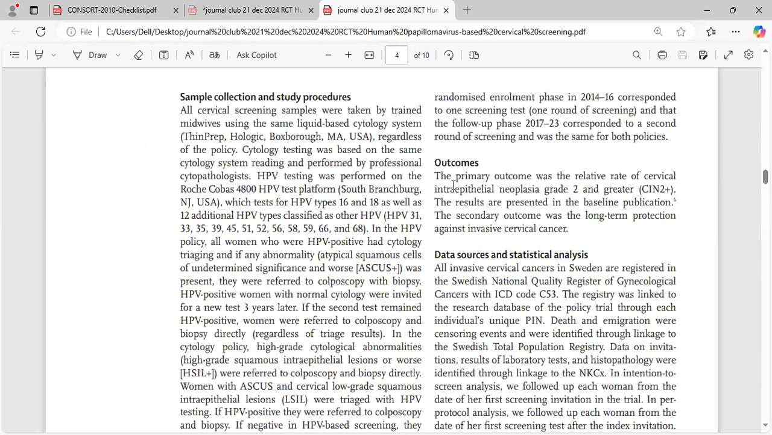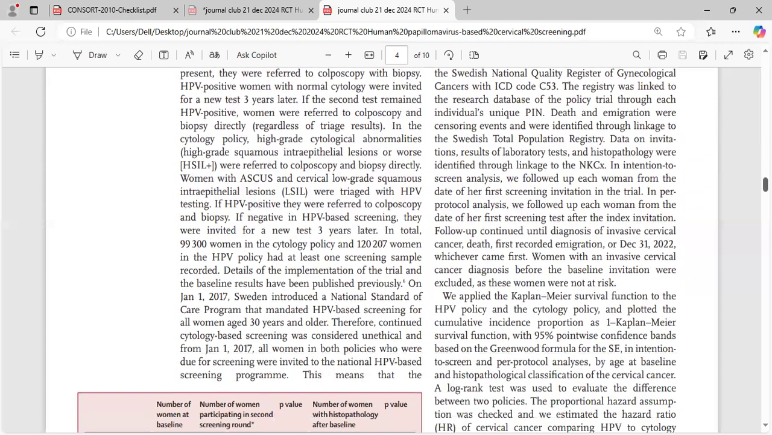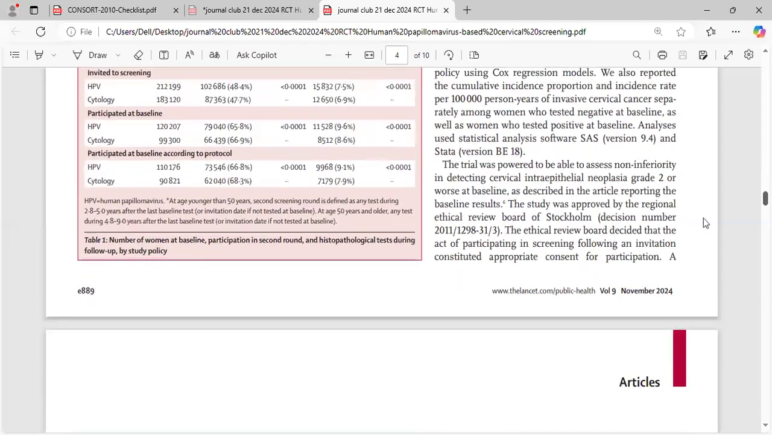They have given their outcomes. The primary outcome was the relative rate of cervical intraepithelial neoplasia grade 2 or worse. They have also given the secondary outcome, that was the long-term protection against invasive cervical carcinoma. They have also given their statistical tests, that is the Kaplan-Meier curve, Cox regression analysis, and others. Now going towards the slides.